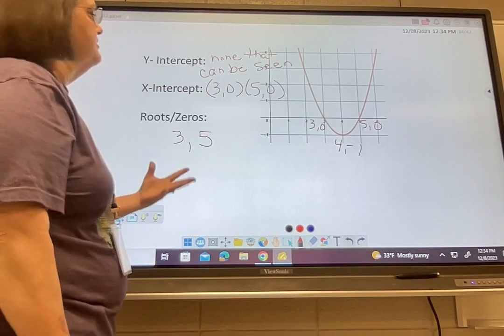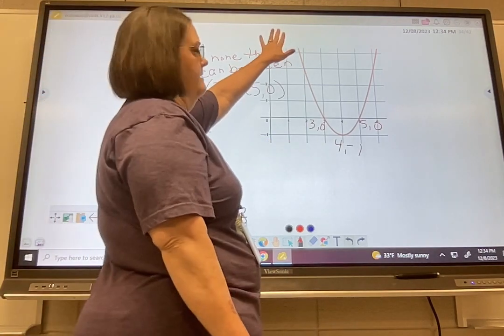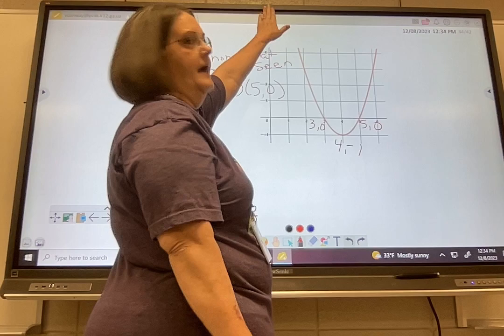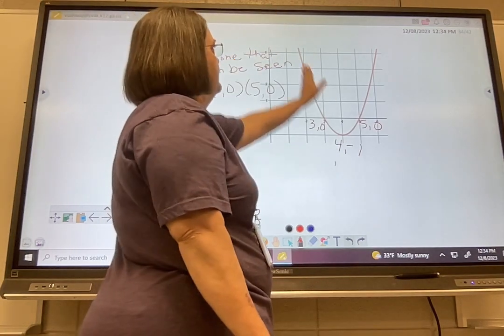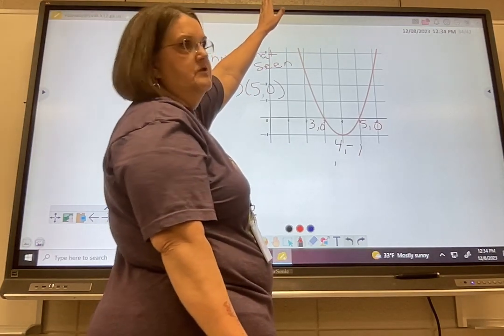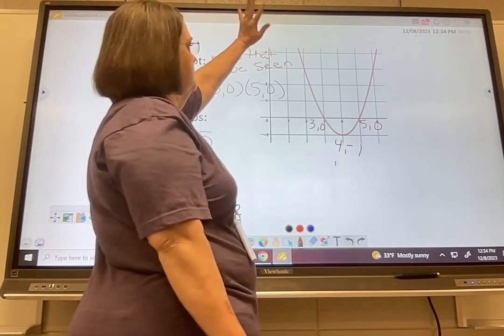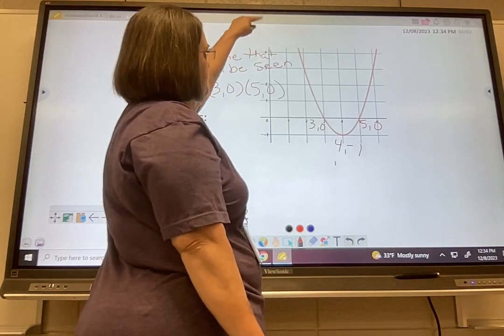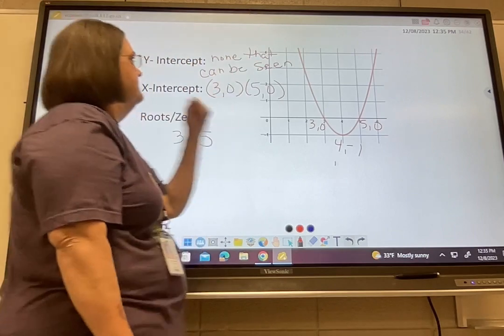Y-intercept, sorry. You can't see it. This graph is going to have one. I didn't pick a good graph here. This graph is going to have one way off up there somewhere, but we don't know what it is. So we'll not worry about it, but whatever it would be, it's where it crosses the y-axis.